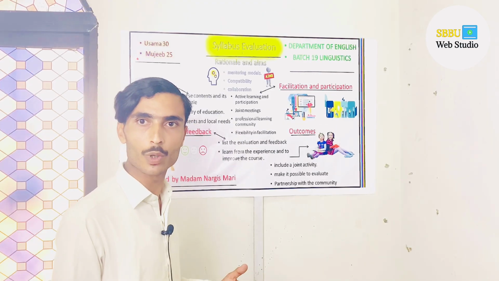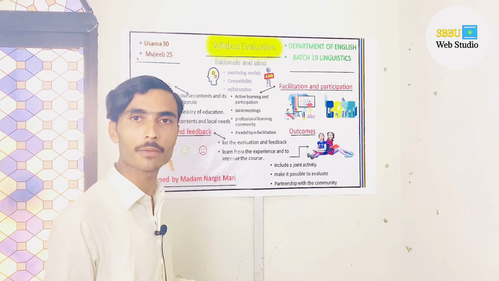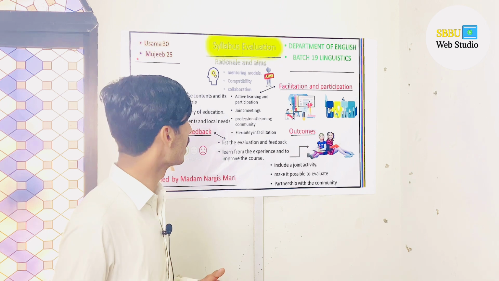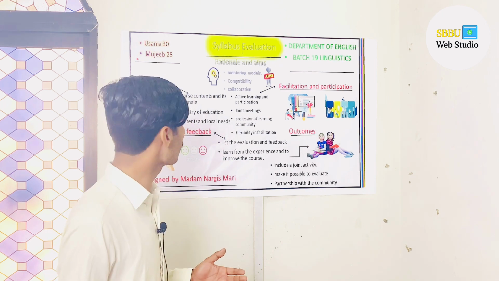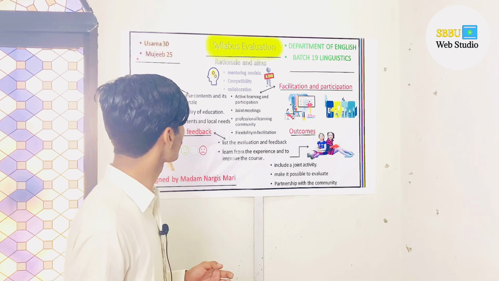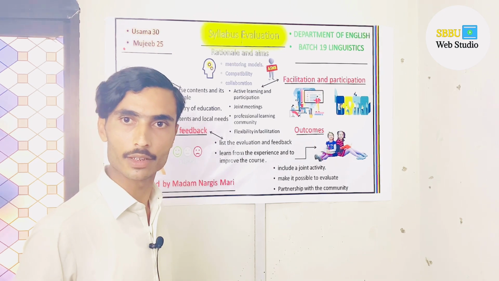Rationale means the gap of a student, aims means the goals of a student. Number 1 point, mentoring models. Mentoring models means guidance models. Number 2, compatibility of students. Compatibility means guidance of students in the Ministry of Education. Number 3 point, collaboration. Collaboration means relevant parties in course design. That's it. Thank you very much.